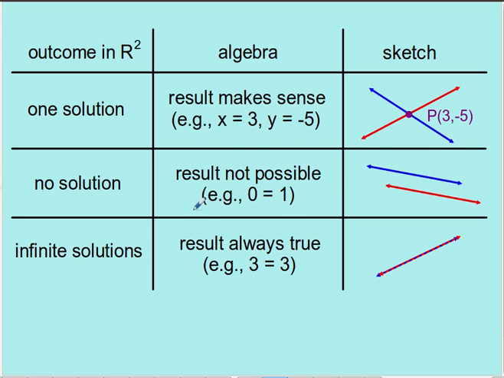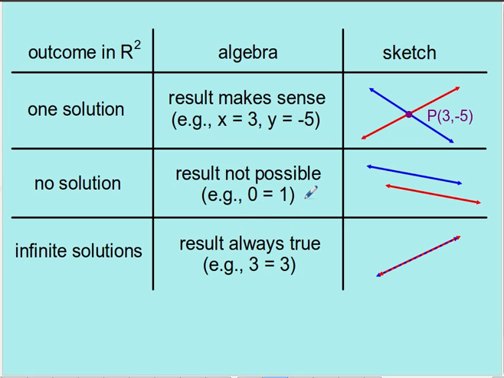Algebraically, the result is usually something strange. I'm writing it as the simplest possible version of that result, which is something like 0 equals 1. But any other impossible result would also be fine here. For example, 1 equals 2 or 5 equals 1,000. We're basically getting a result that is never true.